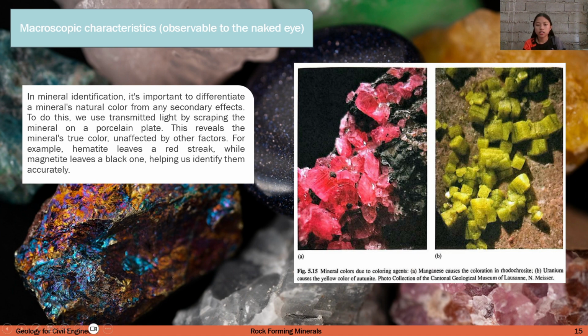As we can see in this picture, nagsho-show ito ng minerals with special colors because of certain chemicals. Like sa manganese, nagkakause ng coloration in rhodochrosite, and ang uranium nagkakause ng yellow color of autunite.